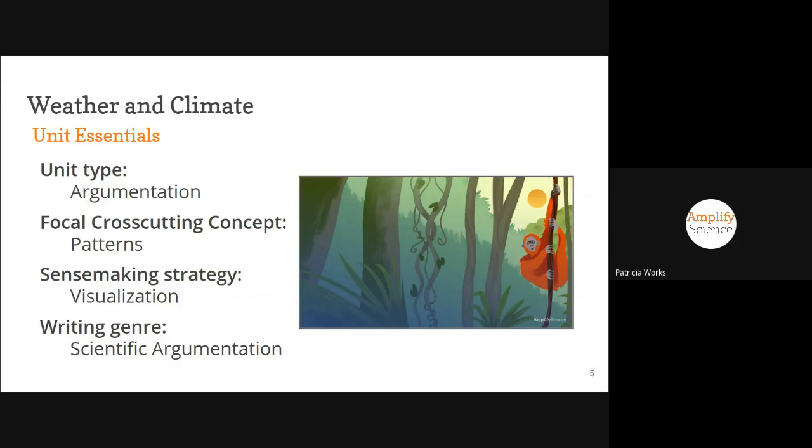Every Amplify Science elementary unit also includes a focal sense-making strategy, which students leverage as they read and also during investigations. This unit's sense-making strategy is visualization. The main writing genre is scientific argumentation.